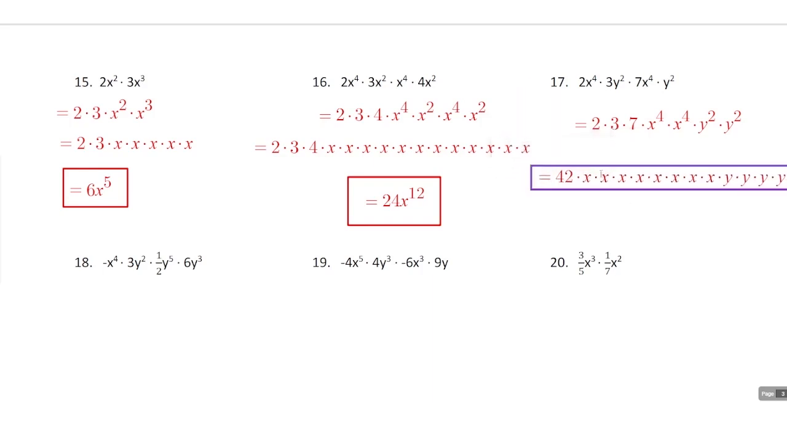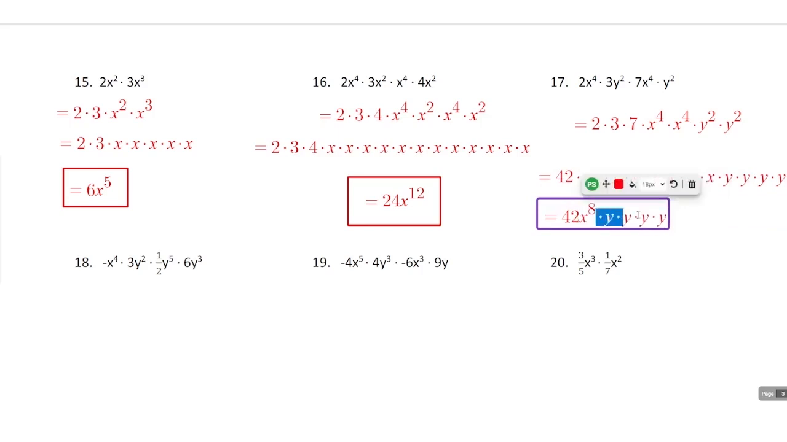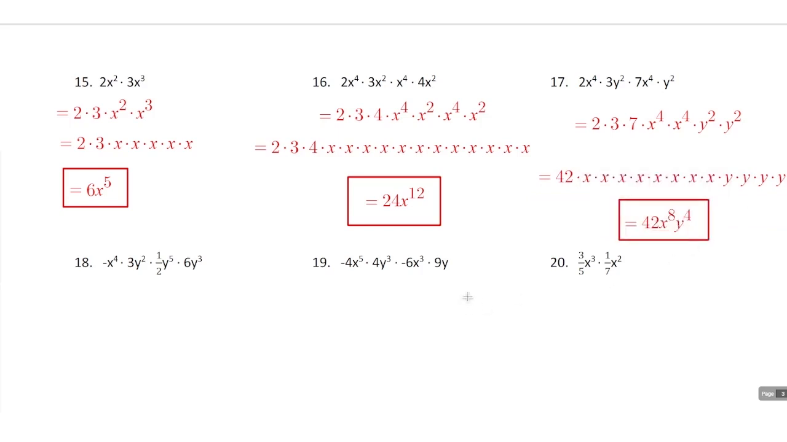Bring this over here a little bit. And then we're going to regroup, get our final answer here. 42 times, we've got 8 x's, so this will be x to the 8th, and then 4 y's. And there's number 17.